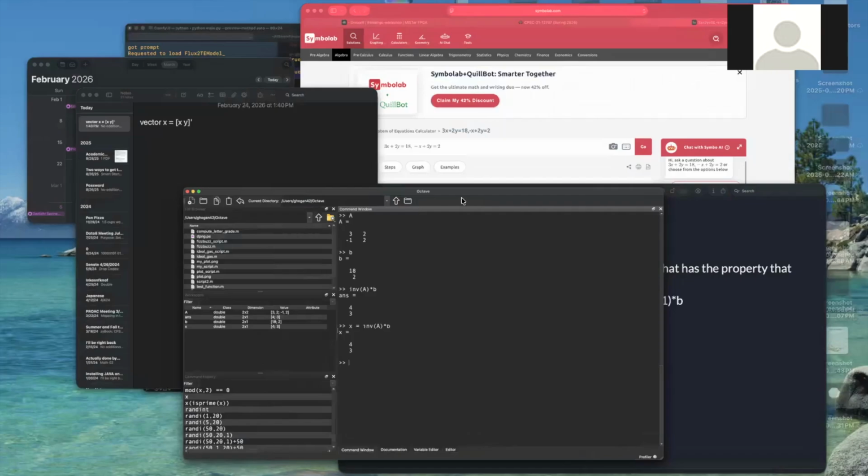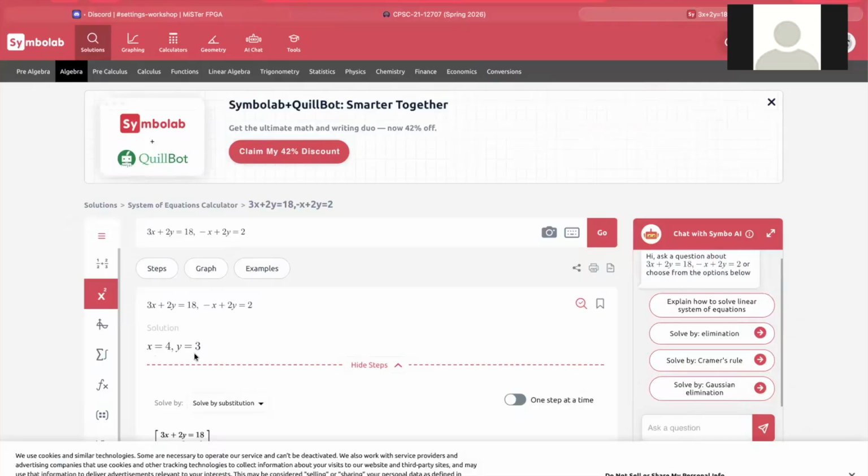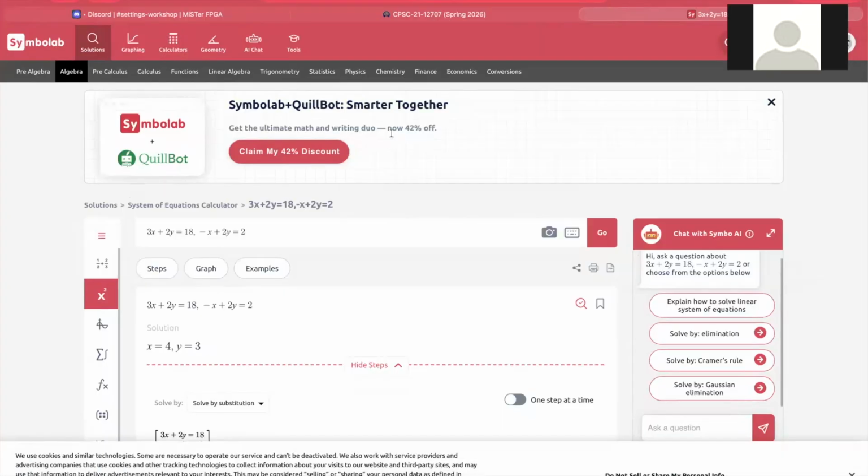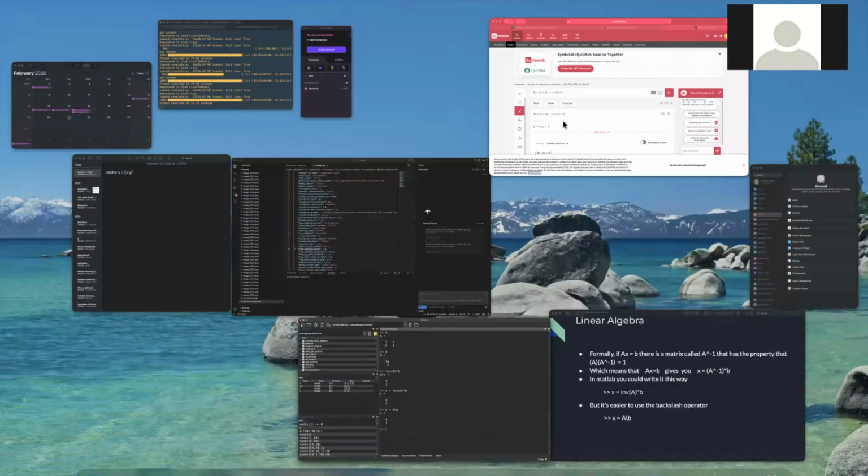And of course, that should be exactly what Symbolab came up with. X equals 4, Y equals 3. And that's what you would get by hand. But there's even a shorthand notation for that in MATLAB. This is so common that instead of doing inverse A times B, they just say A backslash B. And you get 4 comma 3. So that's actually really, really simple, right? So it lets you solve systems of equations in MATLAB in a very easy way.